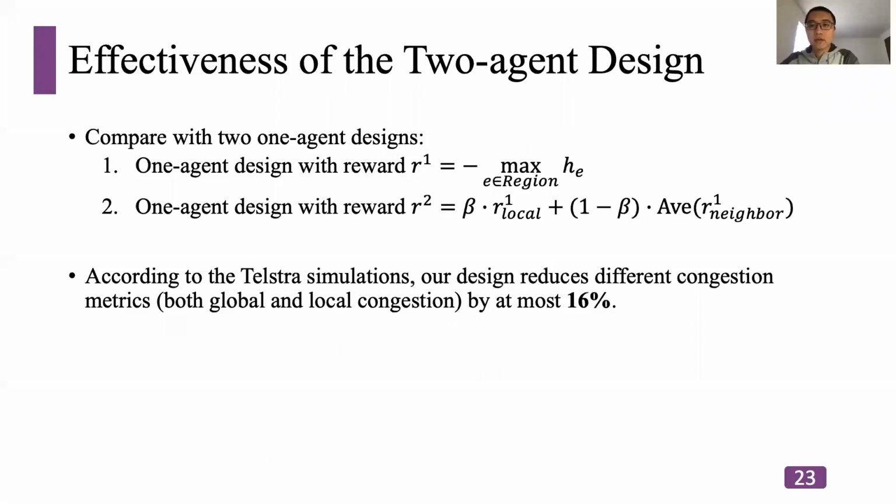A feature of our framework is that we develop 2 agents for each region instead of 1. We do simulations to validate the effectiveness of the 2-agent design. We compare performance with 2 one-agent designs, that is, using 1 agent for each region. The simulations in the Terrestrial topology show that our 2-agent design reduces both global and local congestion metrics by at most 16%. We refer the readers to our paper for more details.